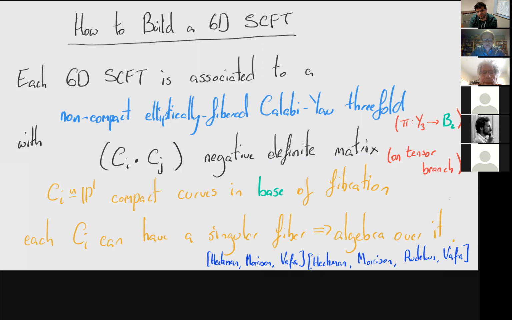Each curve can have a singular fiber of the elliptic fibration over it, and that can give you an algebra over the curve. So from now on, we're just going to write curves and algebras. This is a picture of 6D SCFTs with 8 supercharges that has been developed since 2015. There have been many papers, but these are the two defining ones by Heckman, Morrison, Vafa, and Heckman, Morrison, Rudelius, Vafa.